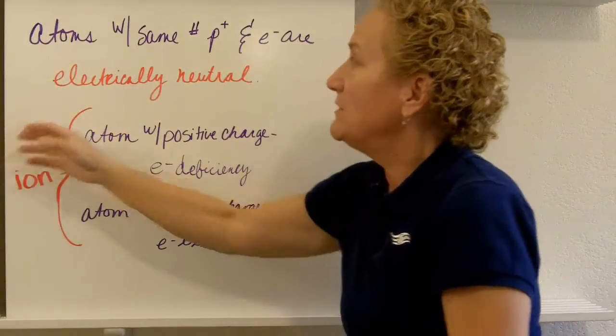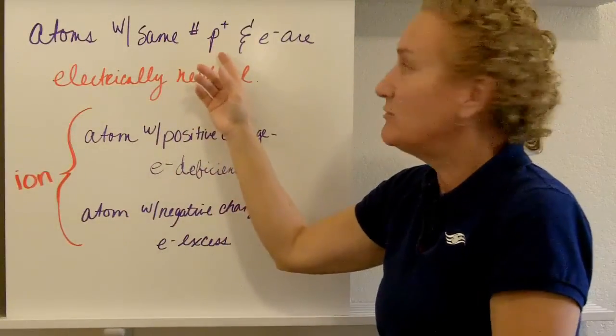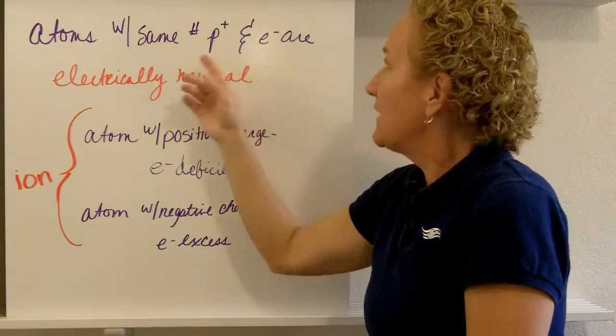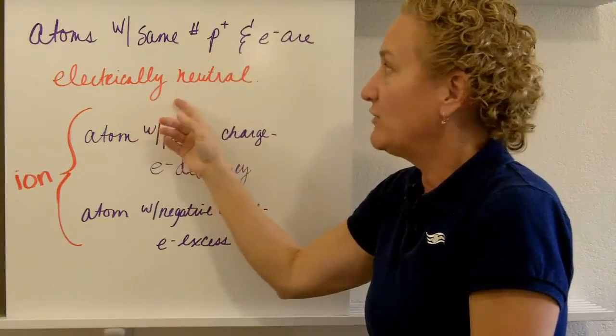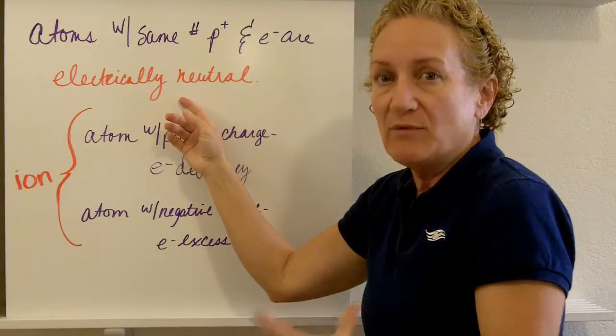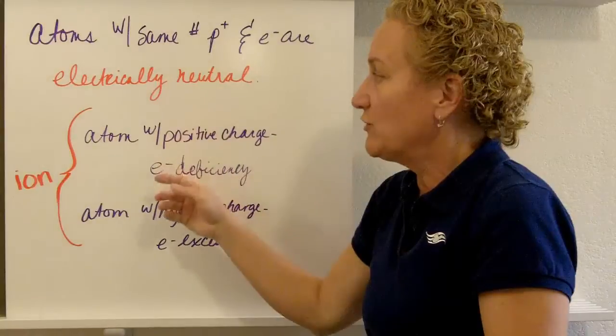So if you have atoms that have the same number of protons, which are plus, and electrons, which are the negatively charged particles, if they're exactly the same, that's called an electrically neutral atom. And that's a standard atom. When we say an atom, we're talking about electrically neutral.